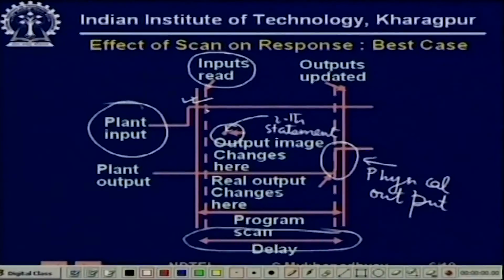So the best case response time is the delay of one scan, which depends on many factors like the speed of the PLC execution, also the length of the RLL program, etc. This is the best case. It is called the best case because the input was read immediately after it changed. So there was no delay in sensing the change in the input. In the next case, as we shall show, we shall see the worst case, where this is just the opposite.